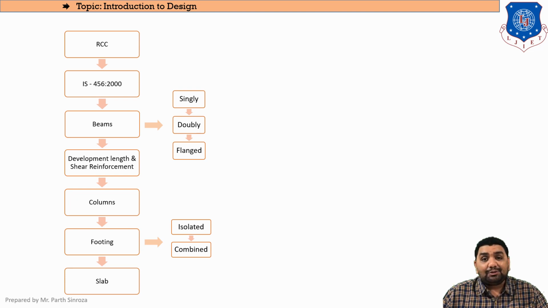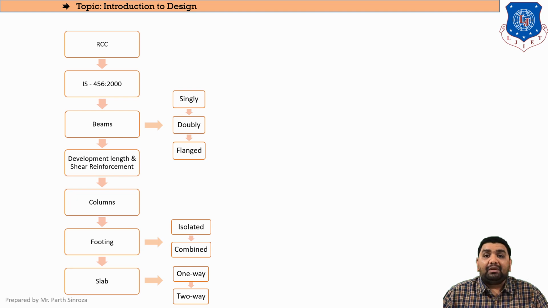Footing is again divided into two parts under foundations: the first is the isolated footing and the second is the combined footing. Lastly, the slab portion is divided into two chapters: the first is the one-way slab and the second is the two-way slab. So these are the topics we will be covering in the RCC portion.